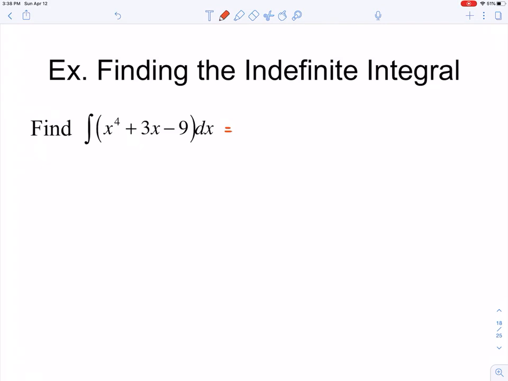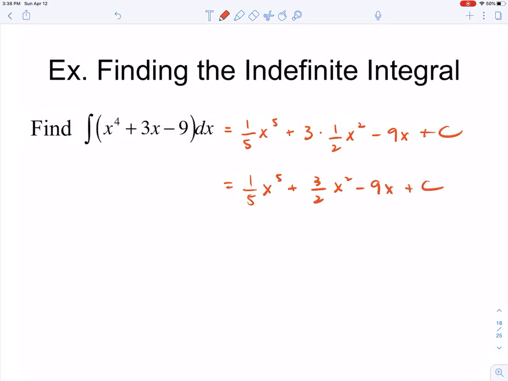Okay, I'm not going to split this up into sum and difference of different integrals. I'm just going to think about integrating each term, which I'm allowed to do because of that rule. So when I integrate x to the 4th, I'll get 1/5 x to the 5th. I'll have the 3 there, and then when I integrate the x, that's going to be 1/2 x squared, and then minus 9x plus c, and then just simplifying a little bit.